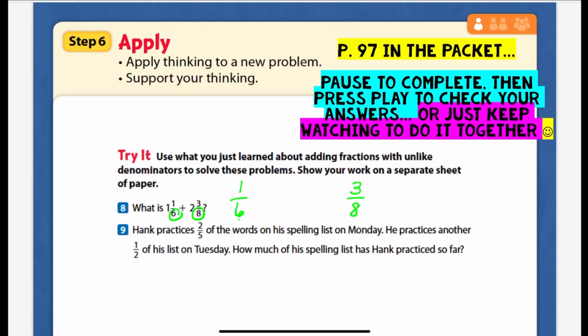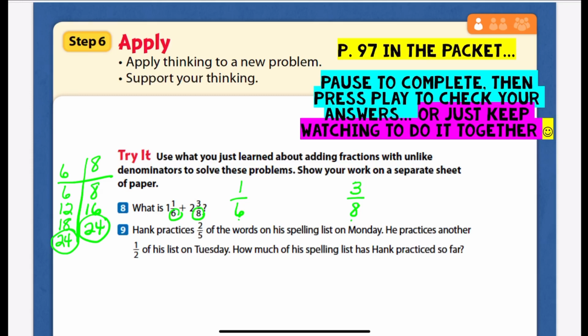Well, 6 and 8, if I am thinking of multiples, let's see, 6, I'm just going to count up 6, 12, 18. What is the next one? 6 times 4 is 24. All right, and we'll stop there. And for our 8, let's do 8, 16, and then 24. And then take a look. The least common denominator is going to be 24.